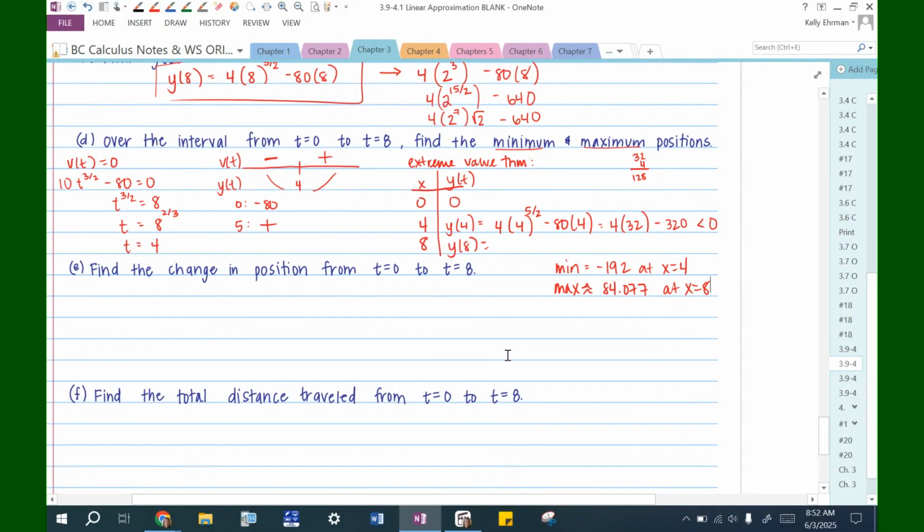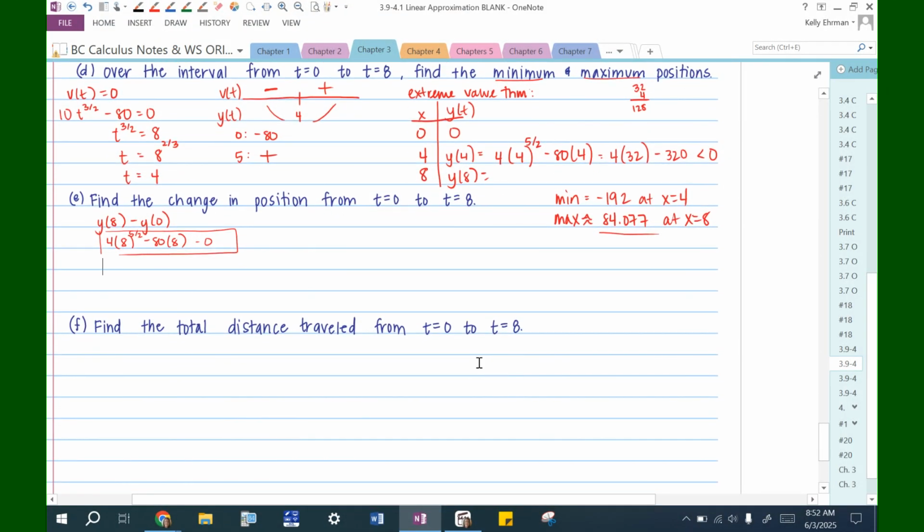Find the change in position from t equals 0 to t equals 8. So we have a position function. So this just means change in position is just y of 8 minus y of 0. So y of 8 minus y of 0 is really just equal to y of 8, because remember y of 0 was 0. So I'm not going to simplify this. It was this 84 number, but I'm just going to leave it like this. That's the change in position.